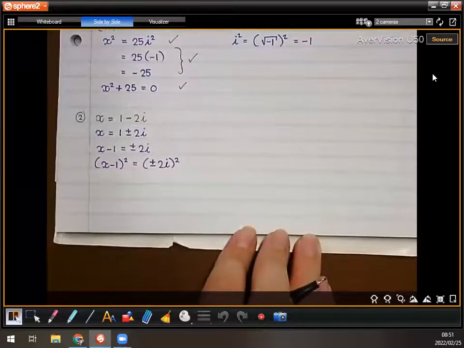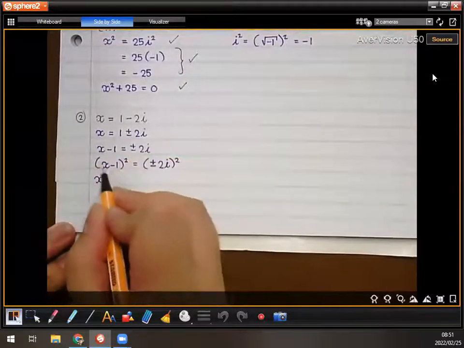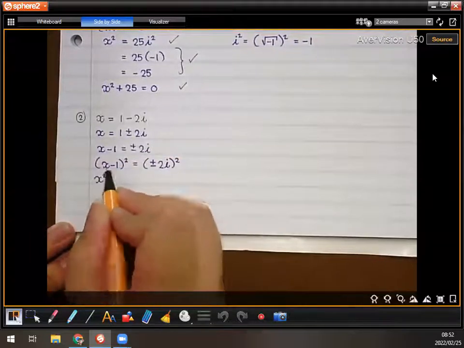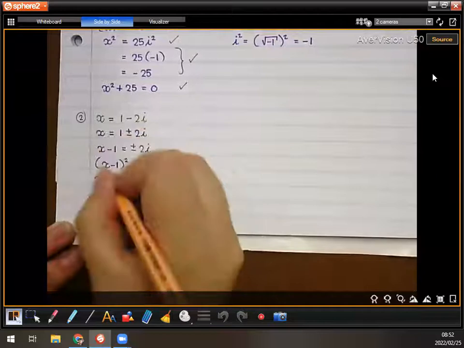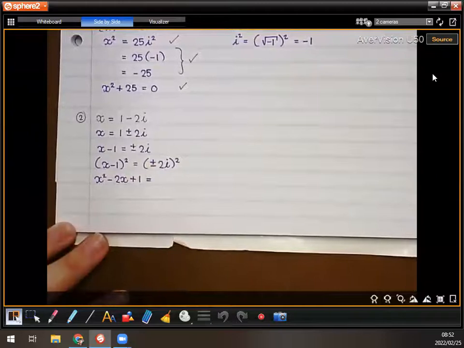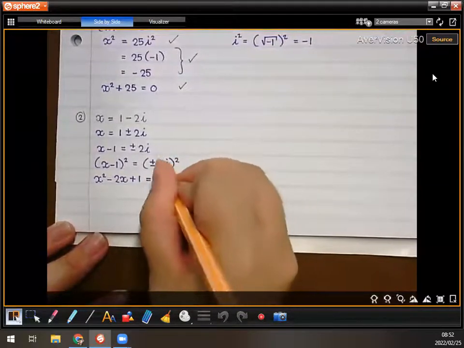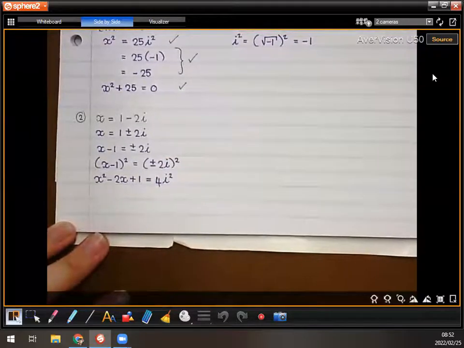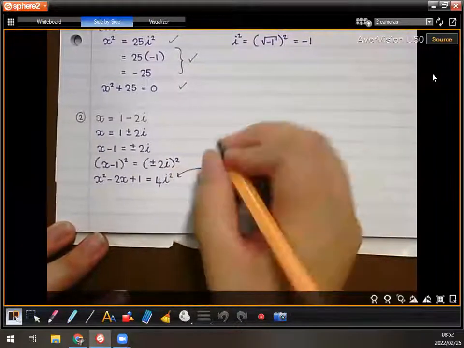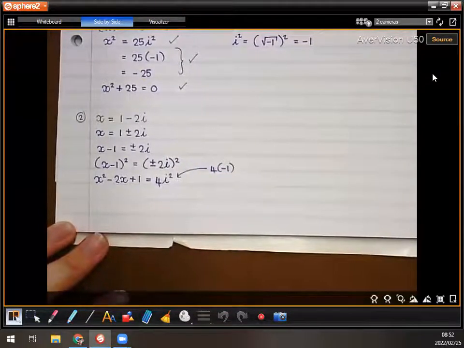And guys, we need to remember that when you are squaring a binomial, you need to do that shortcut, right? x squared, what's the product of the two values? -1 times x is -x, then you double it, so -2x, plus 1 is equal to, when you square plus or minus, it just becomes positive. 2 squared is 4, and i squared is i squared, or you could put that in as -1 straight away. This is the same as 4 times -1. If you want to do that immediately, that's fine.